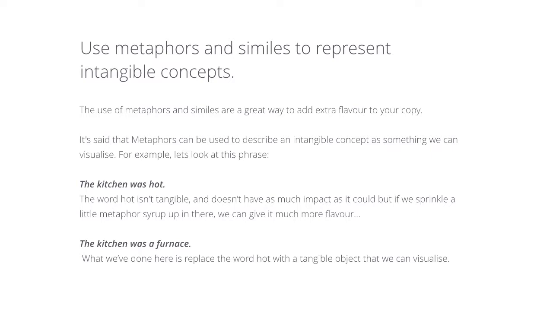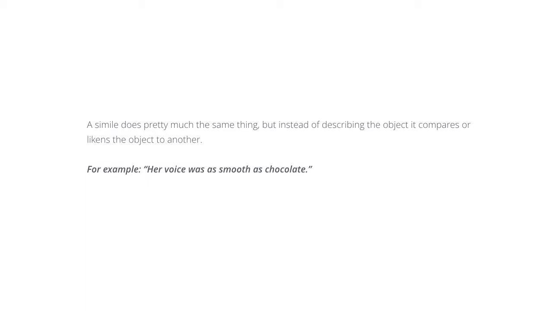Now, if we say the kitchen was a furnace, what we've done here is replace the word hot with a tangible object that we can visualize. A simile does pretty much the same thing, but instead of describing the object, it compares or likens the object to another. For example, her voice was as smooth as chocolate.